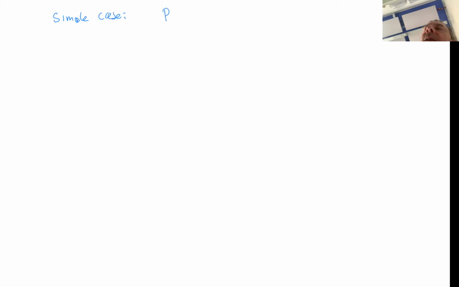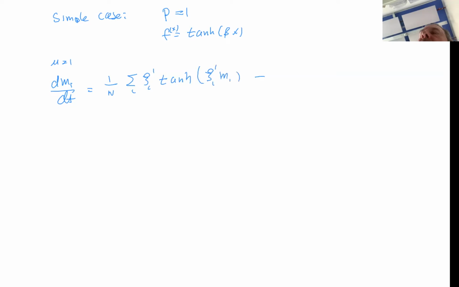So P equals 1 and F equals tanh beta. Okay, so we really have basically only mu. Mu is the only memory, so we can say mu equals 1. So we have dm1 dt equals 1 over n, sum on I of squiggle I1 tanh, and inside here we have squiggle I1 m1 minus m1.